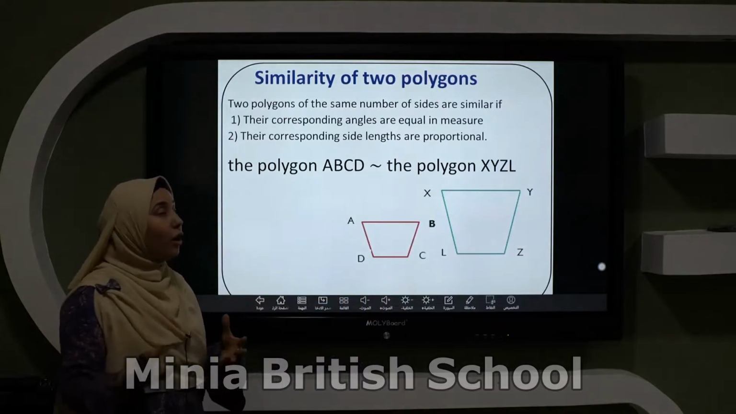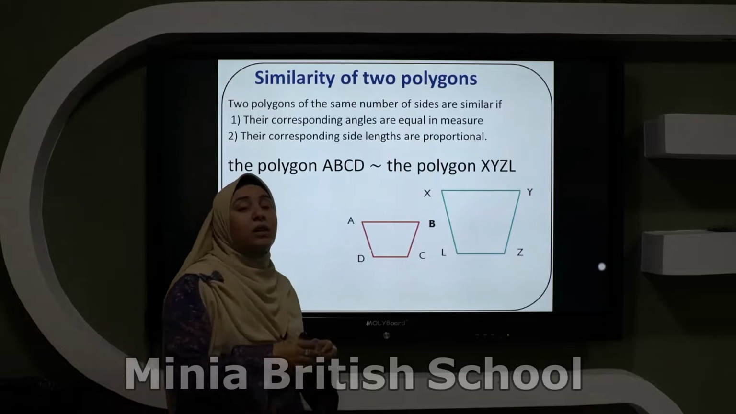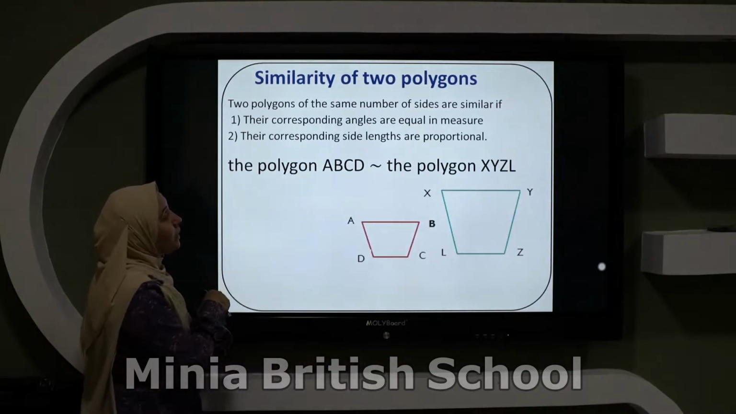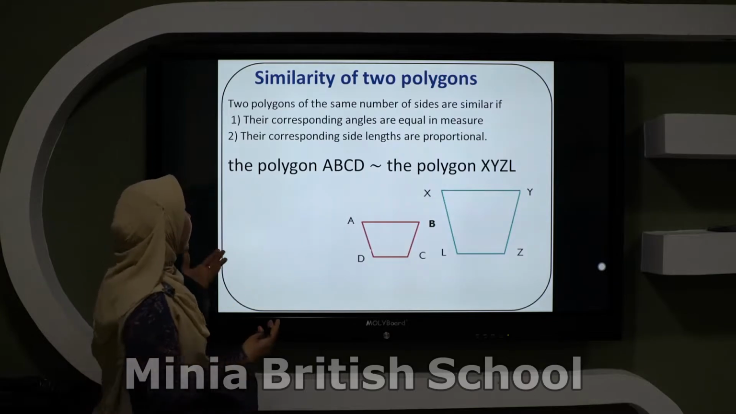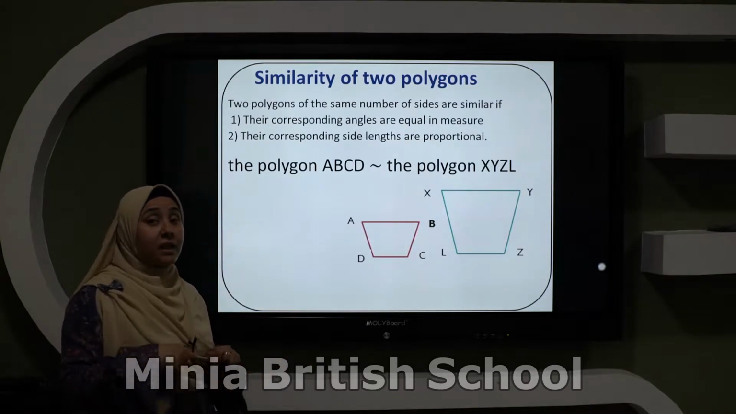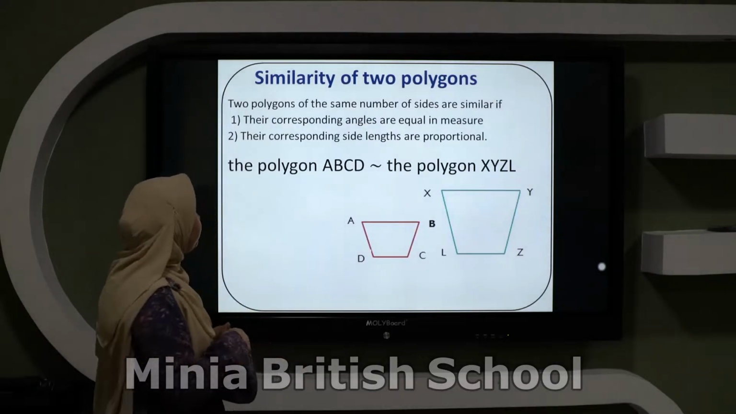Now, similarity of two polygons. Two polygons with the same number of sides are similar if two conditions are met. The first one, their corresponding angles are equal in measure, and number two, their corresponding side lengths are proportional. The two conditions must be verified together, okay?